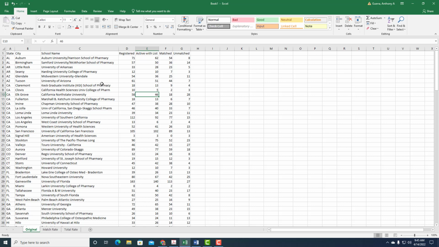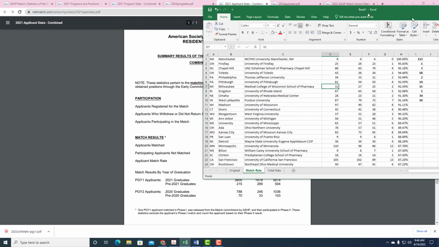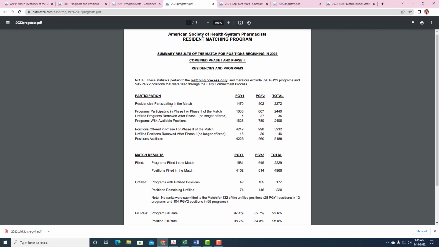So let's look at the first school, I think, ever to get a 100% match rate in the match here. MCPHS University in Manchester, New Hampshire, has 8 people that went into the match, but only four. Okay, and let's be very clear about these words, because they use participating in the match as the terminology.